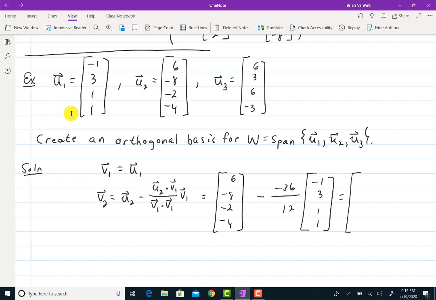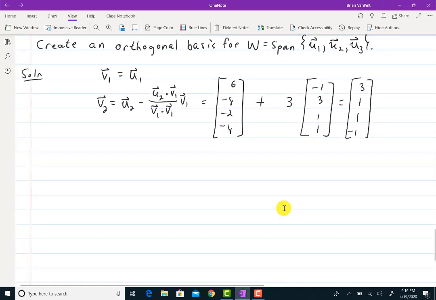And let's see what we get for this. I'm going to get 6, and right here will be positive 3. Let me make this a little simpler on myself: I'm going to change this to just a 3 and make it a plus, so I don't screw up these simple operations. So 6 minus 3 gives me 3. Then negative 8 plus 9 gives me 1. Negative 2 plus 3 gives me 1. And negative 4 plus 3 gives me negative 1. So there's my V2, and then I'm ready for the last vector.